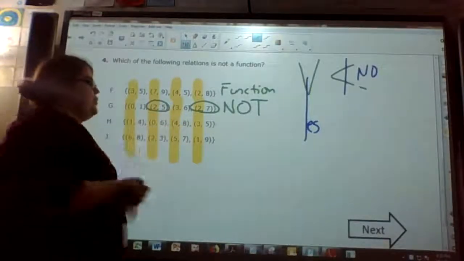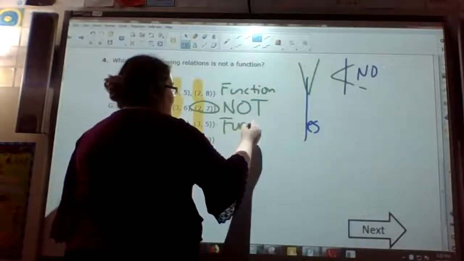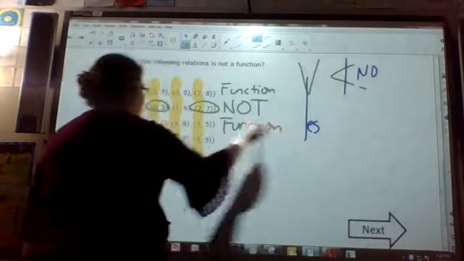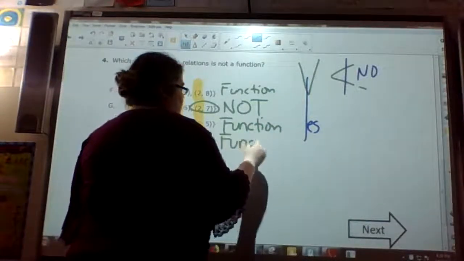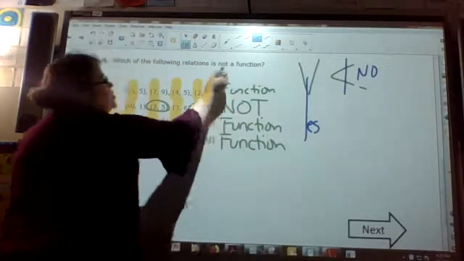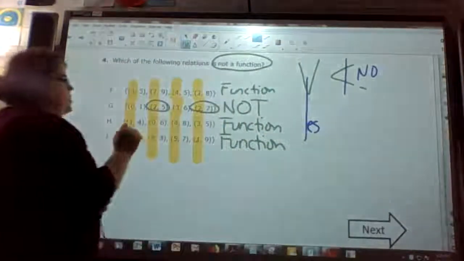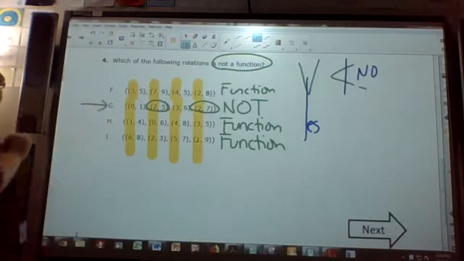1, 0, 4, 3, function. 6, 2, 5, 1, function. And the question wants not. So that means your answer is G.